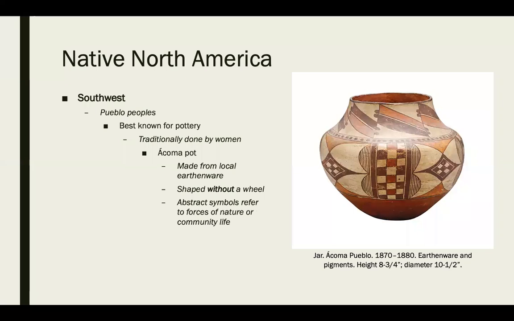The Pueblo peoples are best known for their pottery. Traditionally, pottery is done by women here. And this pot that we see is made from local earthenware. It's called a coma pot, and it is shaped without the use of a wheel. The abstract symbols refer to forces of nature or community life.